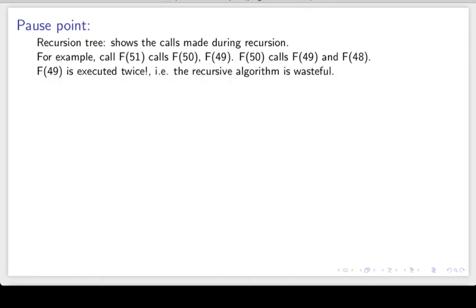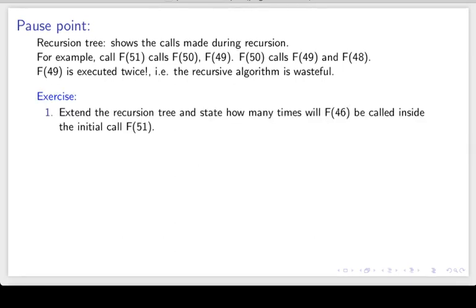Now, already you can see that while executing f of 51, f of 49 is executed. But while calling f of 50, also f of 49 is executed. So already we are wasting time. We are doing the same thing twice. This is an explanation of why the recursive algorithm is slower, because it is repeating work. And here you might think that it's going to do double the work, but no, it's going to do actually much worse. That is what you are expected to figure out in these exercises.